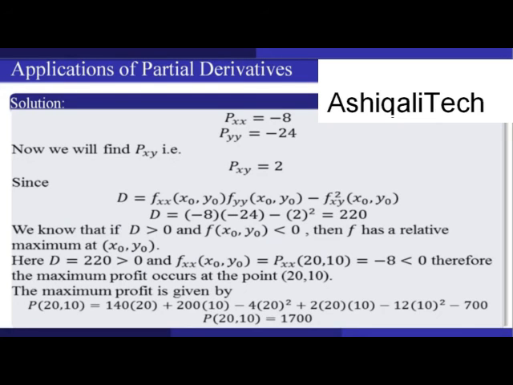Dear students, we can also calculate the maximum profit, and it is given by P(20,10). Now putting the value of x equal to 20 and y equal to 10 in the profit function, we get that P(20,10) will be 1700.